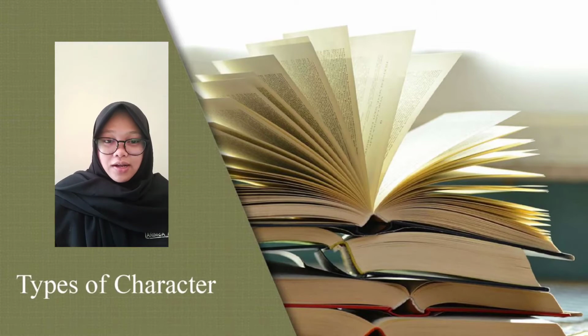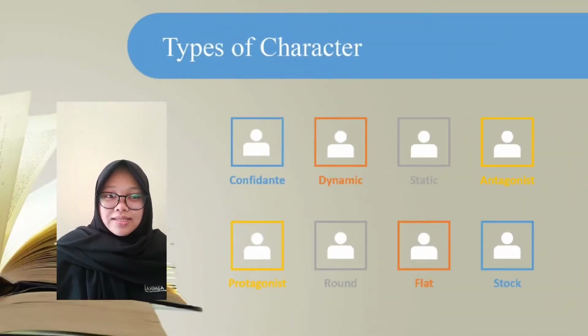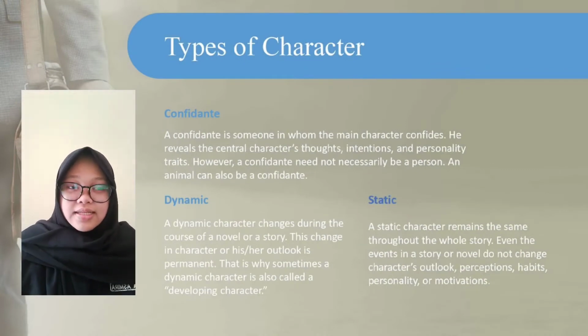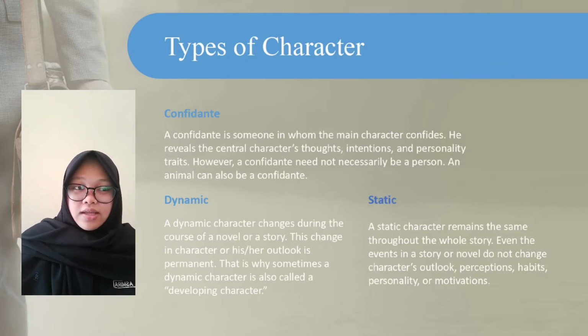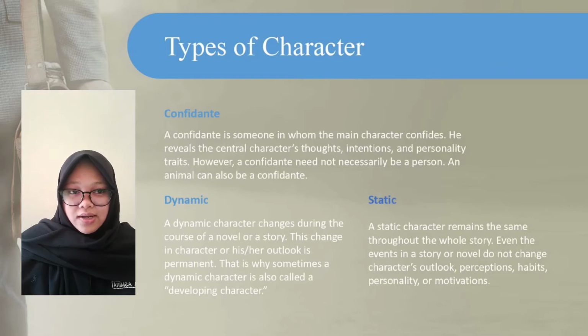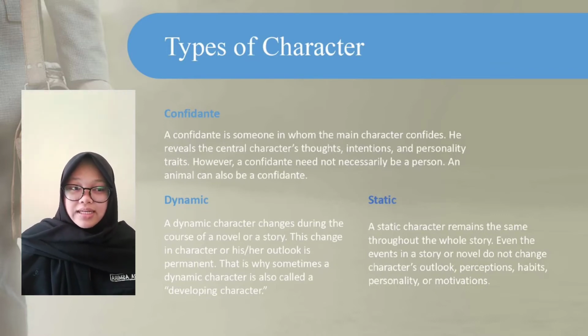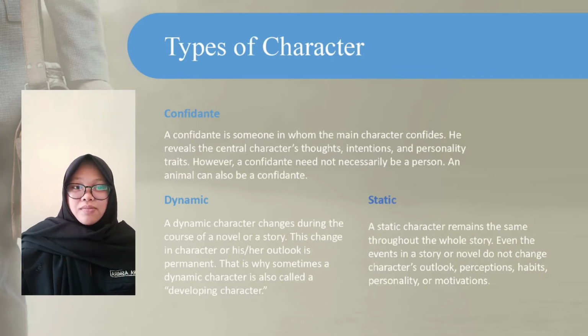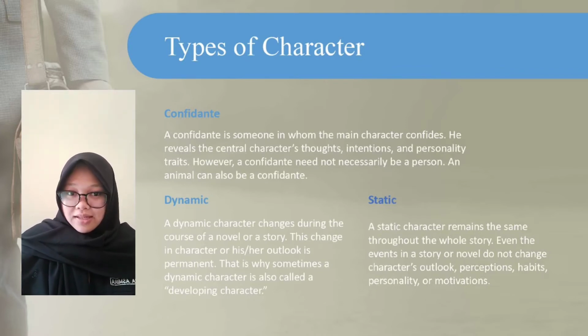Next is types of character. The types of character are: confidant, dynamic, static, antagonist, protagonist, round, flat, and stock. Definition of confidant: a confidant is someone in whom the main character confides. He reveals the central character's thoughts, intentions, and personality traits. However, a confidant need not necessarily be a person. An animal can also be a confidant.